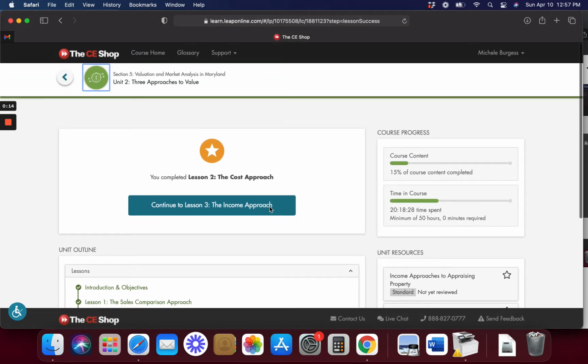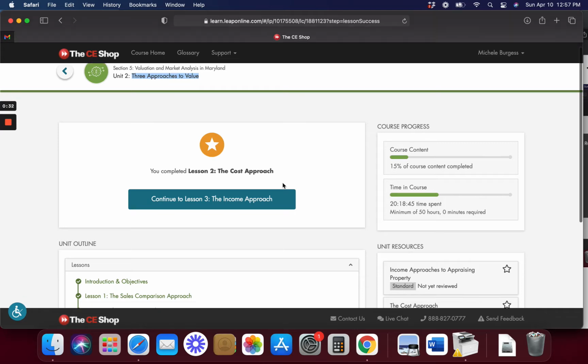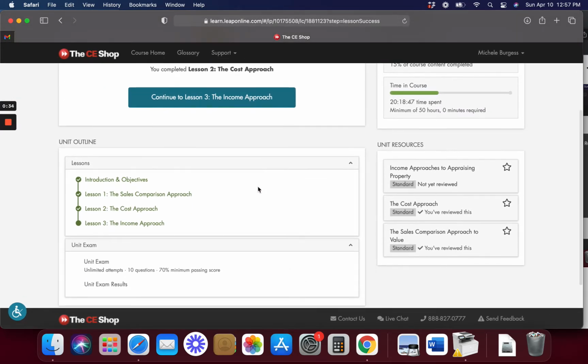We are in Section 5, Validation and Market Analysis. This is not necessarily in Maryland. This is everywhere. If it pertains specifically to Maryland, I will let you know. But most of the time, it's all over the United States. There are 3 approaches to value, and we are on lesson 3, the income approach. If you need any of these other lessons, go back and review them.